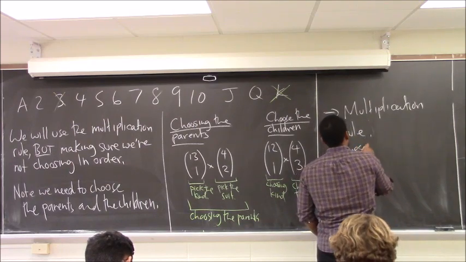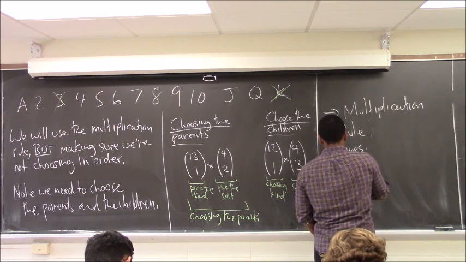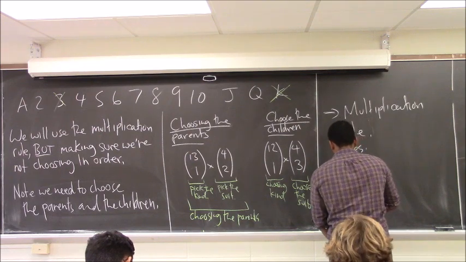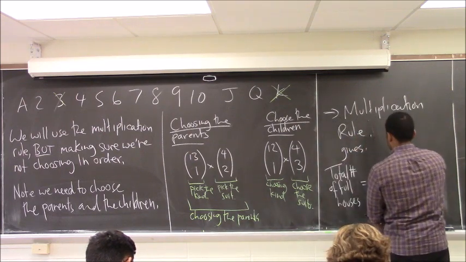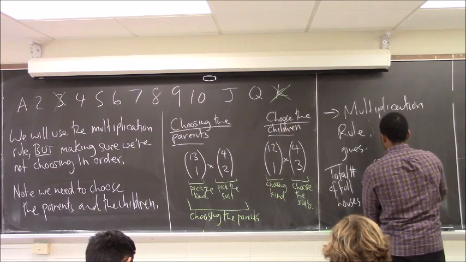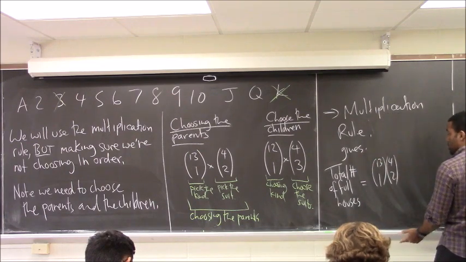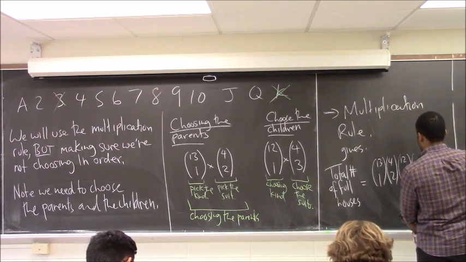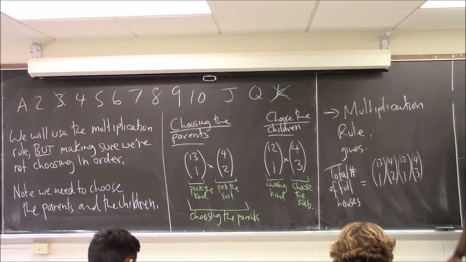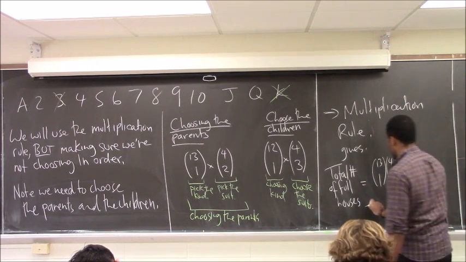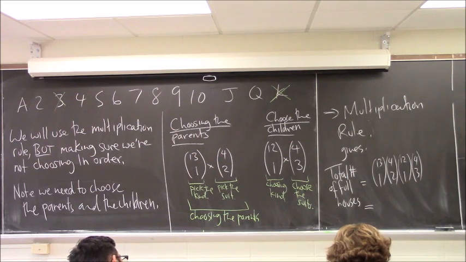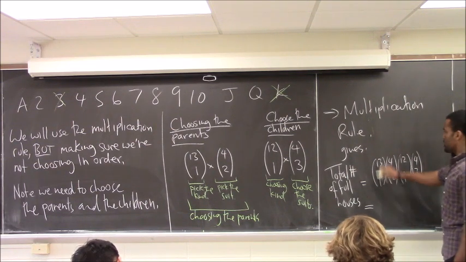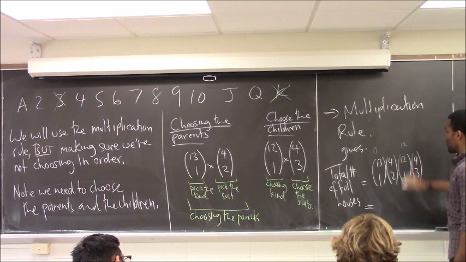The total number of full houses is going to be equal to 13 choose 1, 4 choose 2. That's how many ways you can pick the parents. That's one stage of the experiment. 12 choose 1, 4 choose 3. That's how many ways I can pick the children. Another stage of the experiment. Multiplying these will give me the total number. So you multiply those. So 13 choose 1 is just 13. 12 choose 1 is just 12.